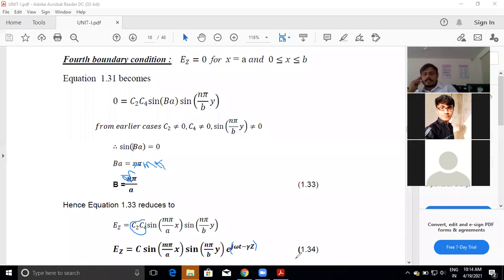So now Ez is equal to C sine m pi by A into X, sine n pi by B into Y, e power j omega t minus gamma Z. Please note down, all of you.